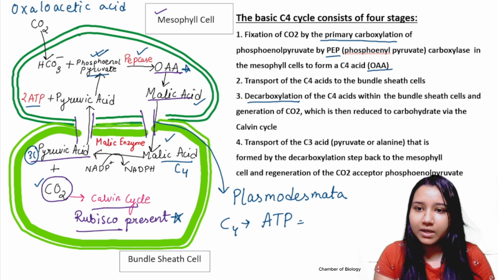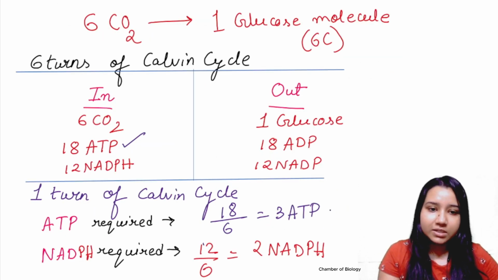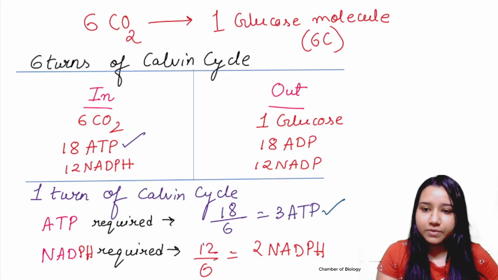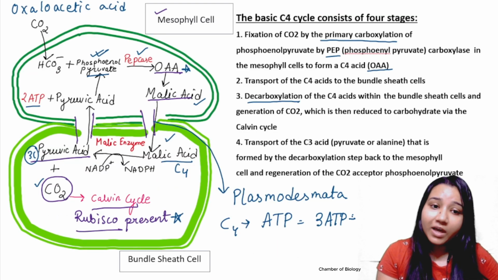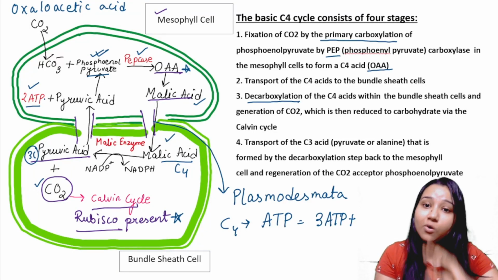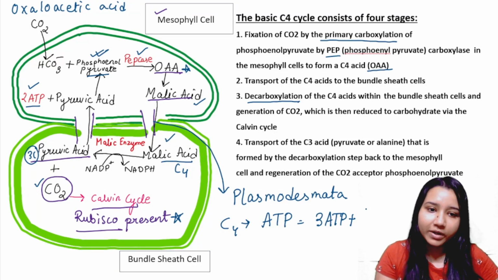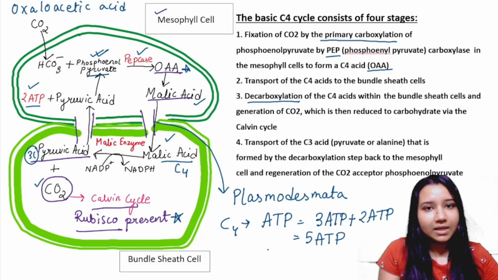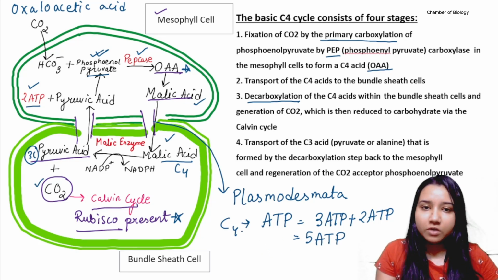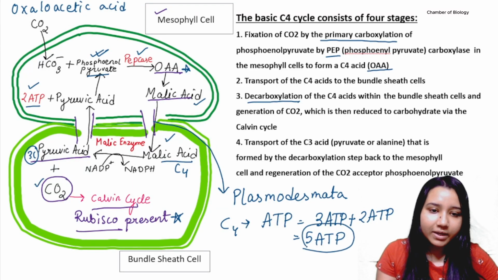So if we see here, for 1 carbon dioxide, it requires 3 ATP. So of course we have to write it is going to require 3 ATP, plus we also have to add these 2 ATP, which are required for the formation of phosphoenol pyruvate. So 2 ATP here. So in total we can see 5 ATP is required. And the NADH we can see is the same here as in the C3 cycle as well. But how many ATP? We can see it is requiring 5 ATP.